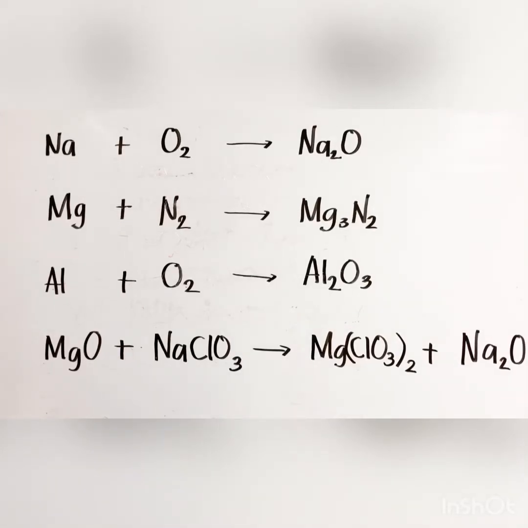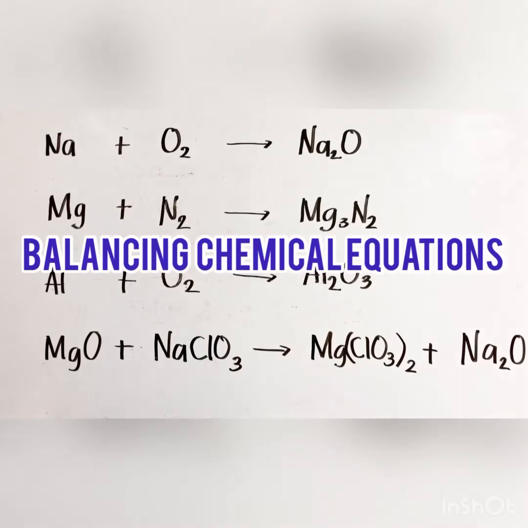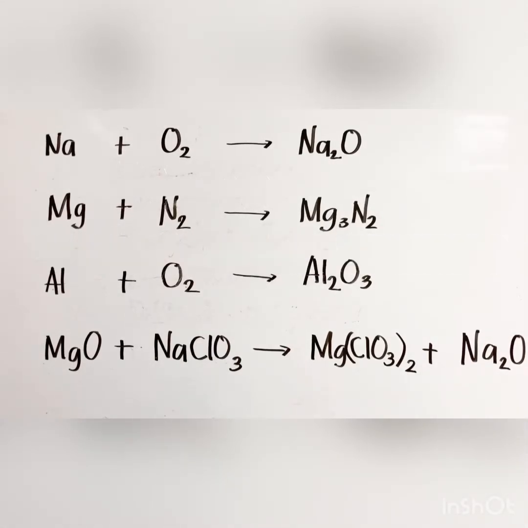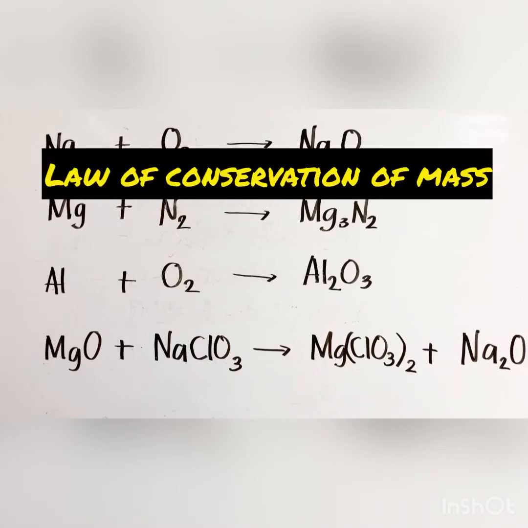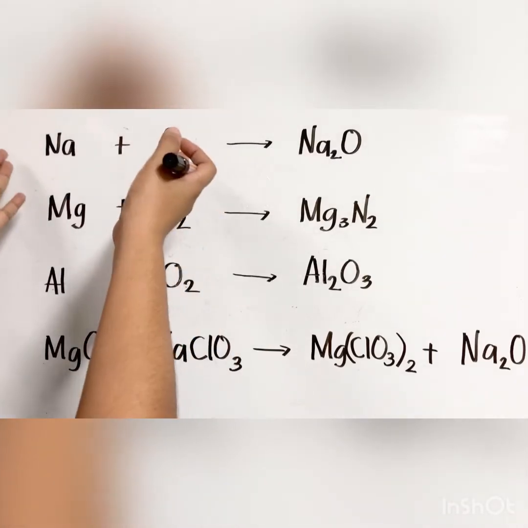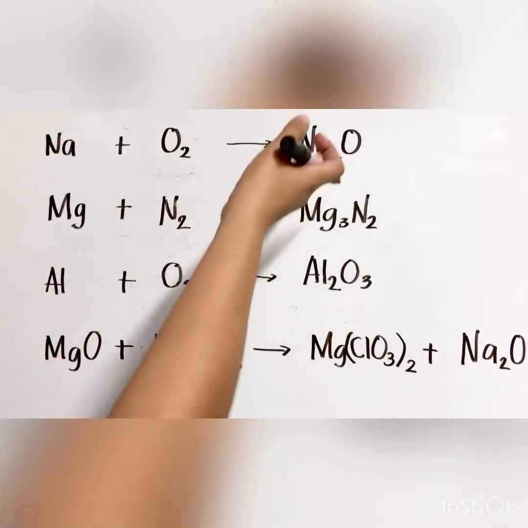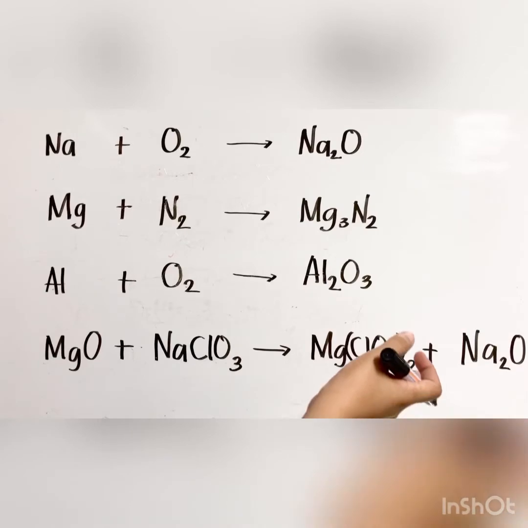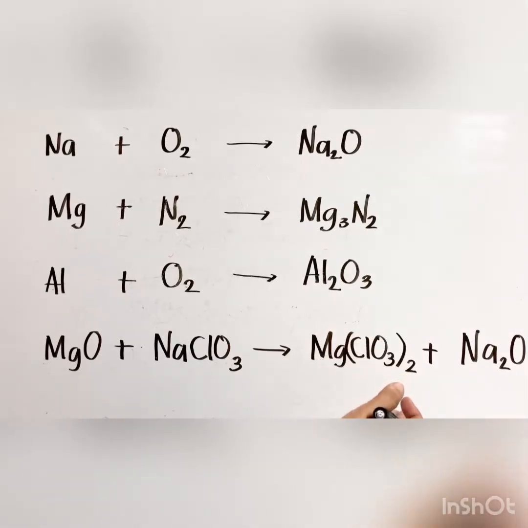Guys, today we are going to discuss balancing of chemical equations. Why do we need to balance chemical equations? That is primarily because we need to conform with the law of conservation of mass, which states that the mass of our reactants should always be equal to the mass of the products. And that can only be done and observed if we balance chemical equations.